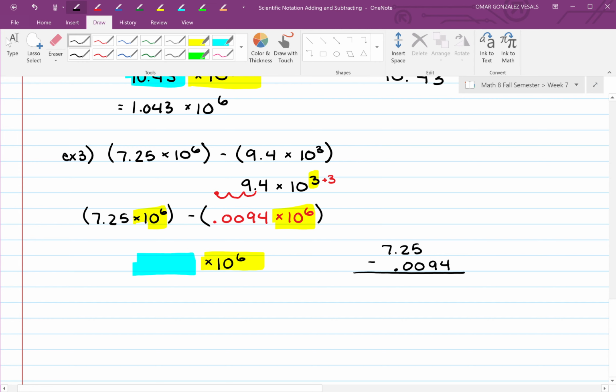And I'll take over from this one. We can't subtract 0 minus 4. We can't subtract 0 minus 9. We can't even borrow, so we're going to have to borrow from the 5. Then that 10 turns into a 9 because we're borrowing. 10 minus 4 is 6. 9 minus 9 is 0. 4 minus 0 is 4. 2 minus 0 is 2. And then just bring down the 7 because nothing is subtracting it. So our answer is actually going to be 7.2406.